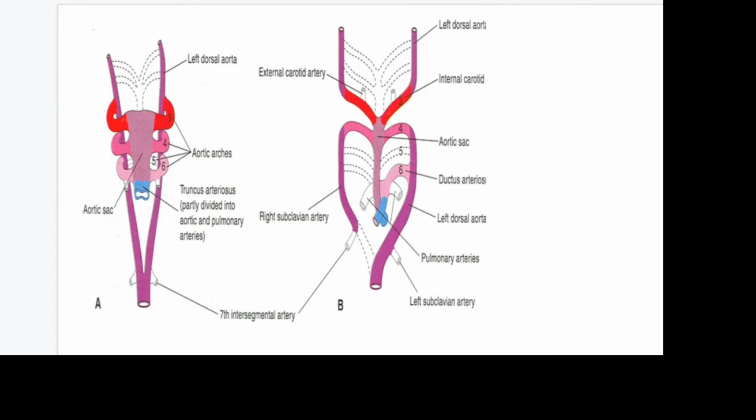Okay, so we have the different arches. We have talked about the first and second, which get degenerated and leave behind the maxillary artery and the stapedial artery for the stapes. The third aortic arch gives rise to the common carotid, and it also gives rise to the internal carotid along with the dorsal aorta. From the third aortic arch only, the external carotid arises.